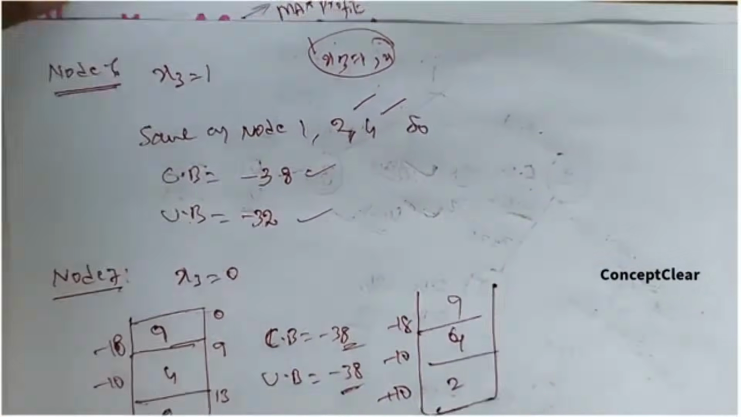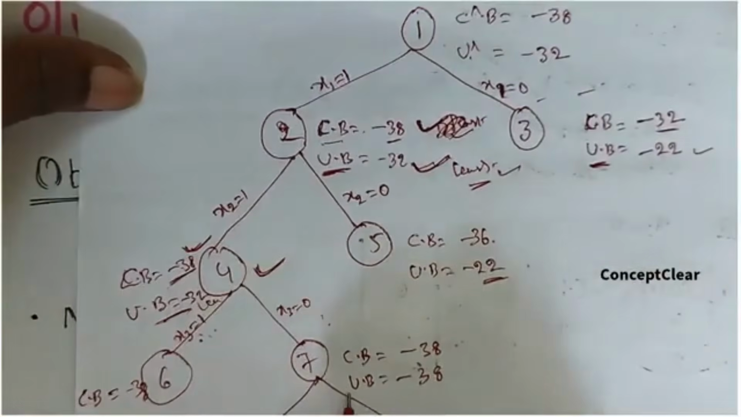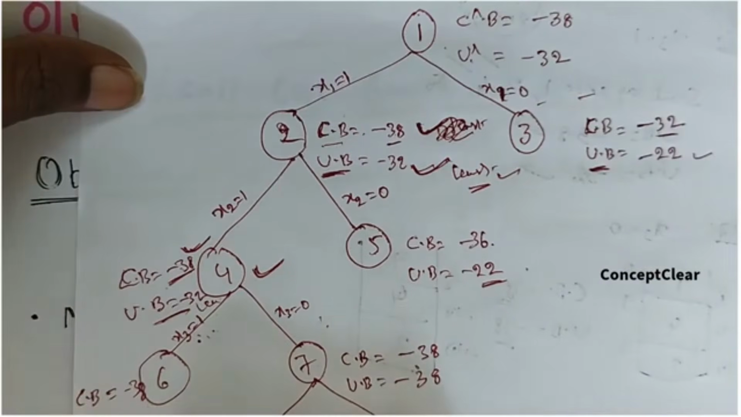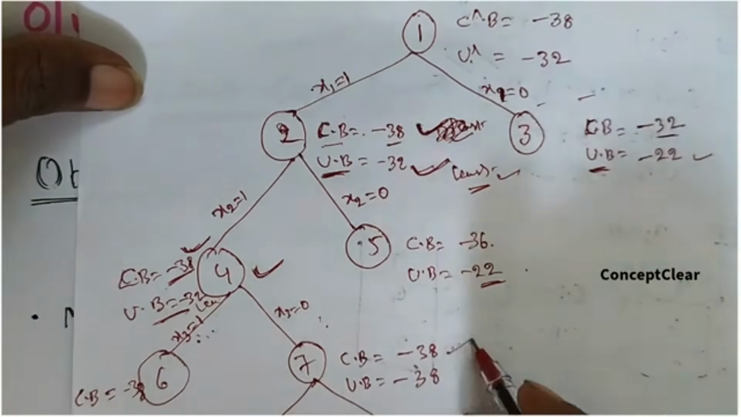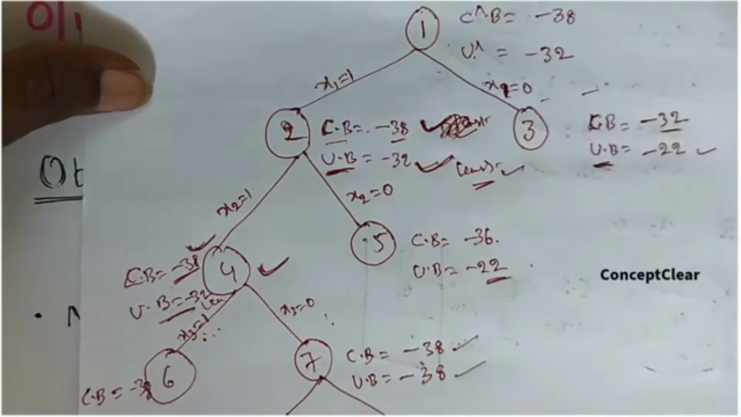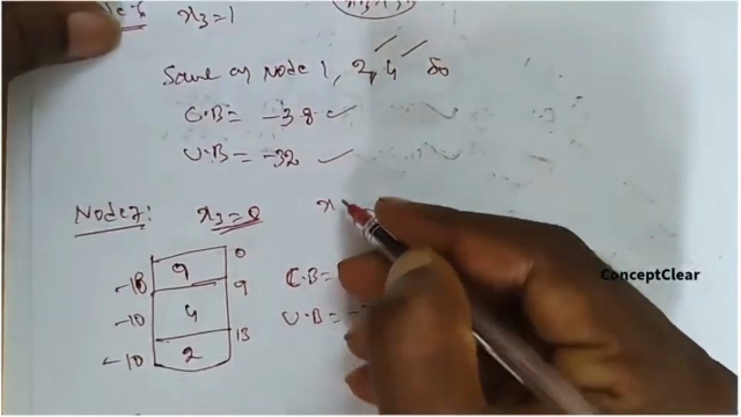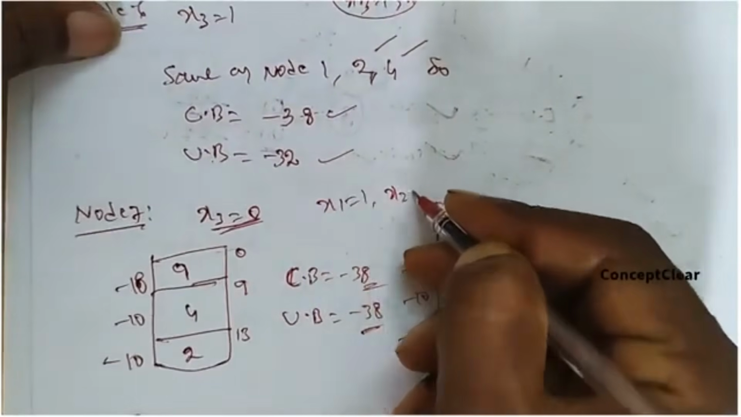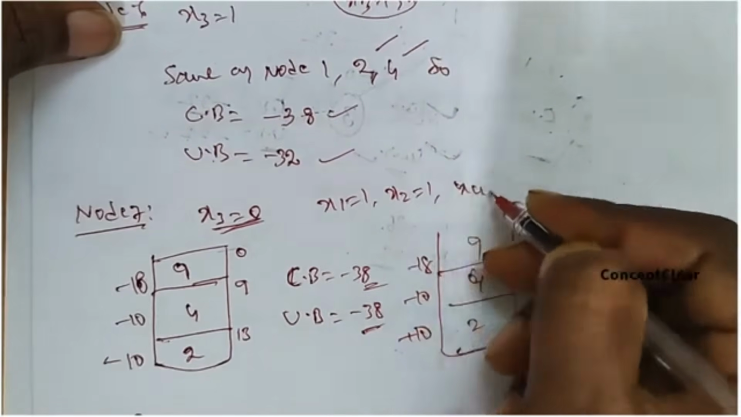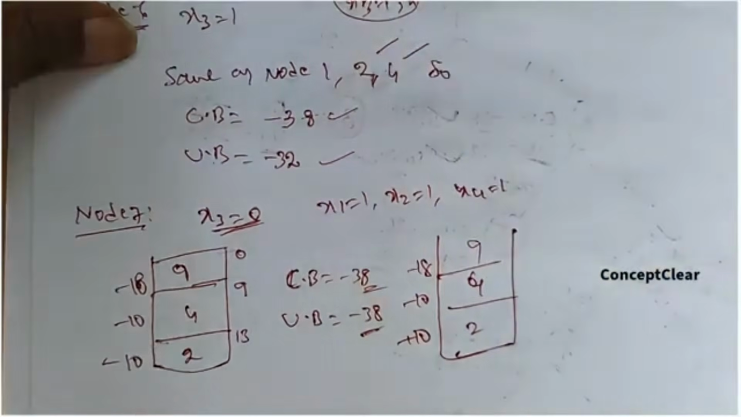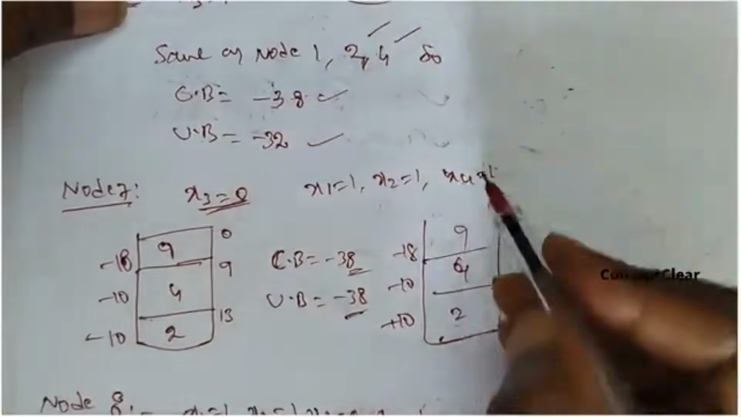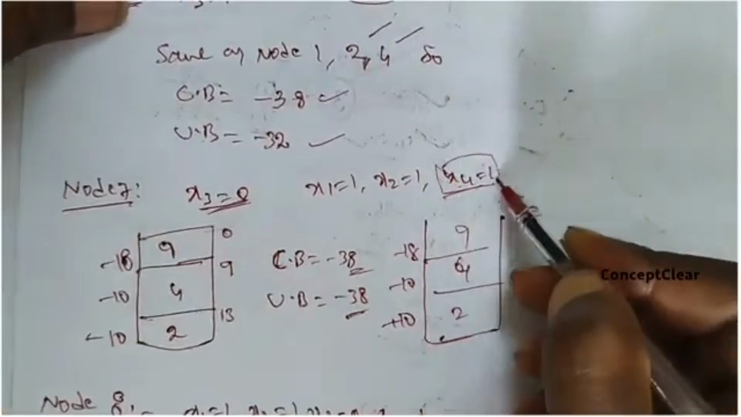Okay, from 6. And what about 7? We have updated the values minus 38, minus 32. For 7, the lower bound value and upper bound value: how to calculate? x3 equals 0 means we do not consider the third object. Then x1 equals 1, x2 equals 1, x4 equals 1. So if any place is available, x4 equals 1 also.